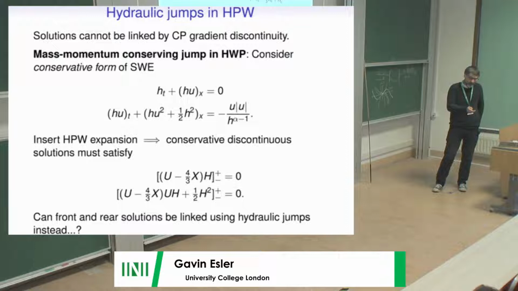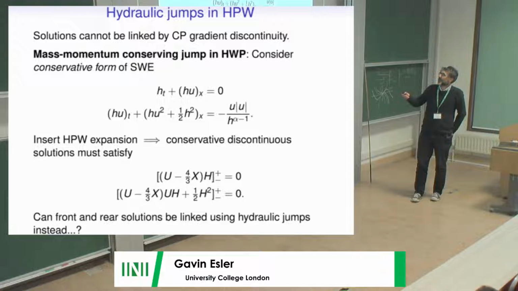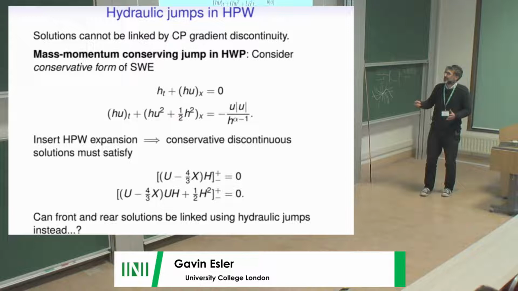First of all, I'll just talk a bit about how we might patch the solution up instead. So if we can't use a critical point, well, what else could we put into the solution to come up with a solution to this HWP equation set? Well, the most natural thing to think about is a hydraulic jump.